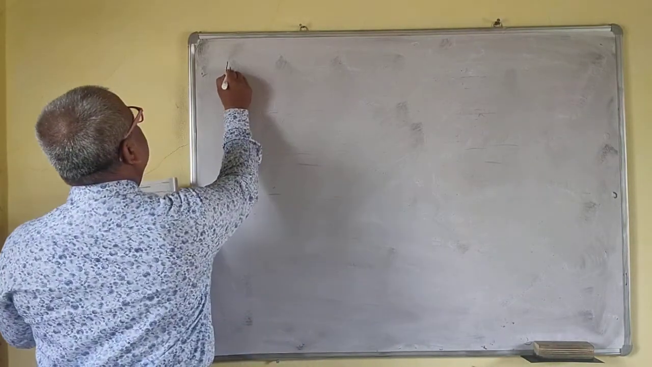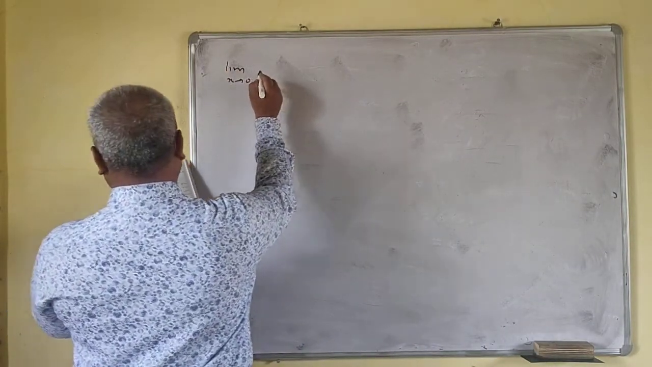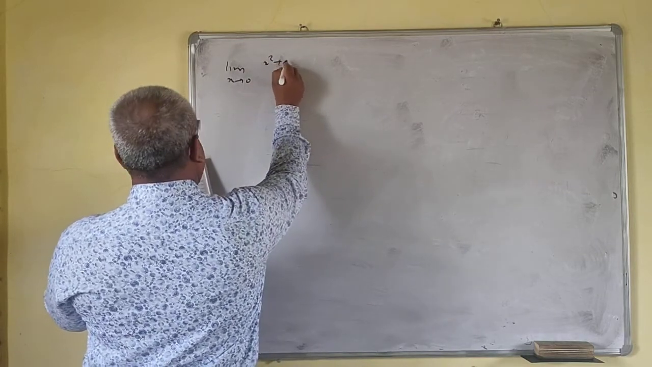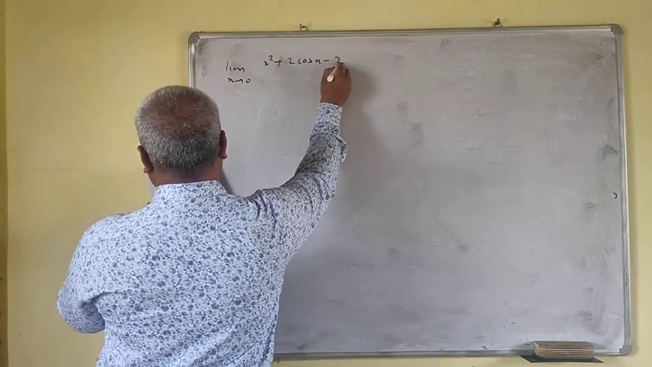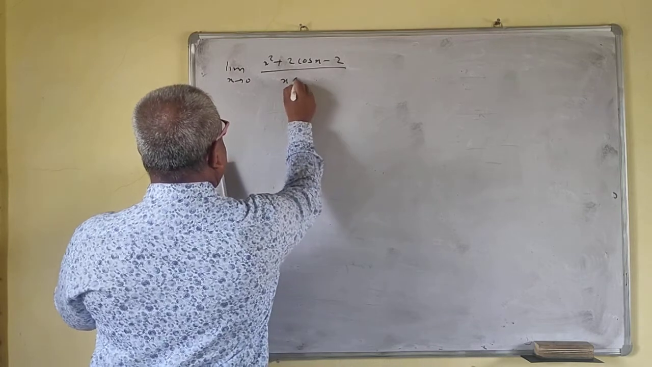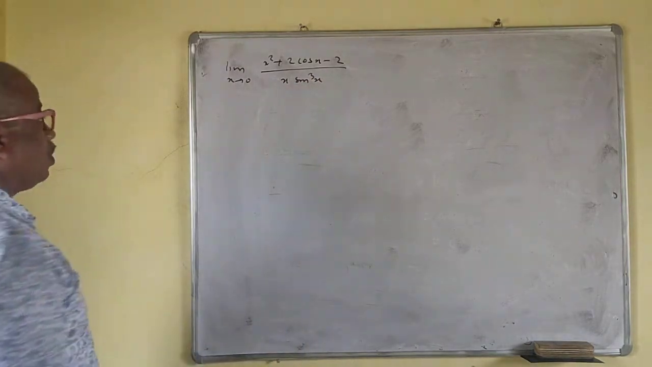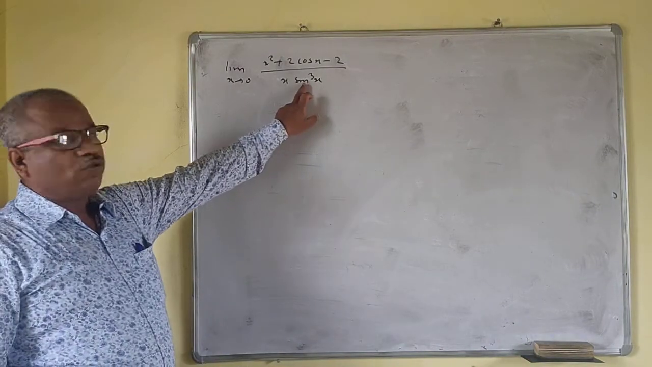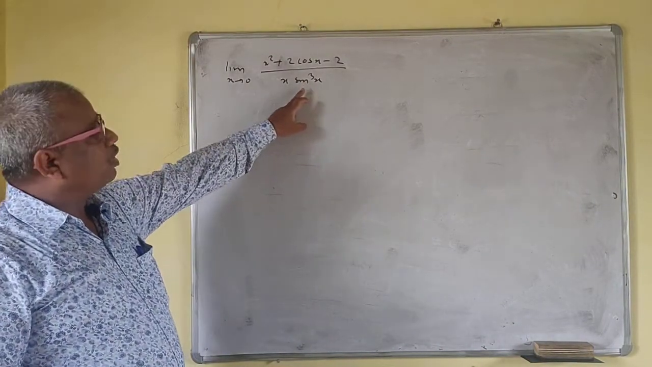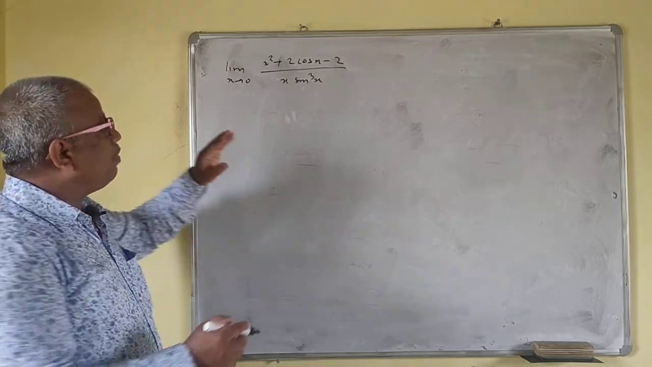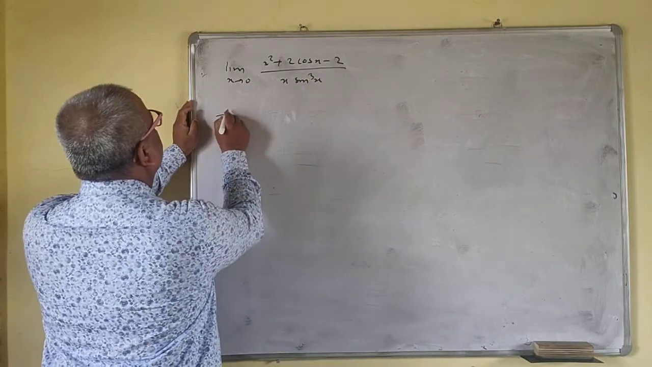Limit x tends to 0 of (x square plus 2 cos x minus 2) upon sine cube x. Now see here, sine cube is very complicated here. It is at the denominator. What we'll do, we'll divide and multiply by x cube for the numerator and denominator.